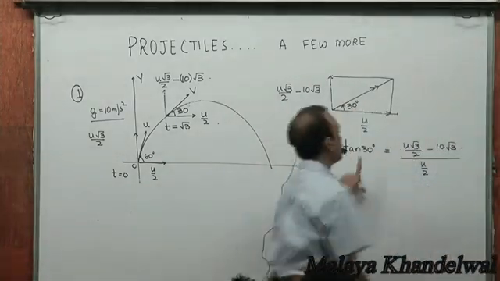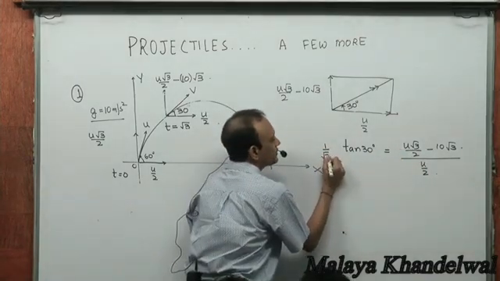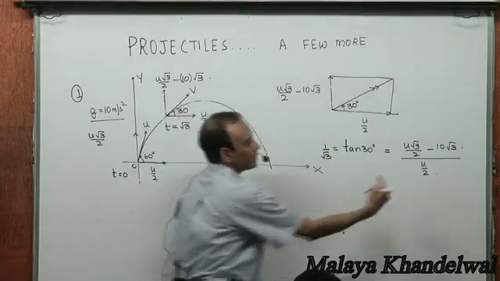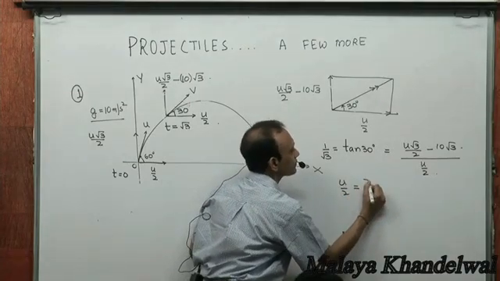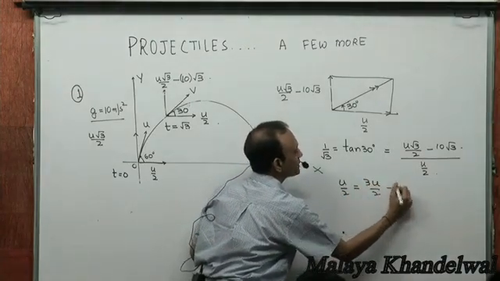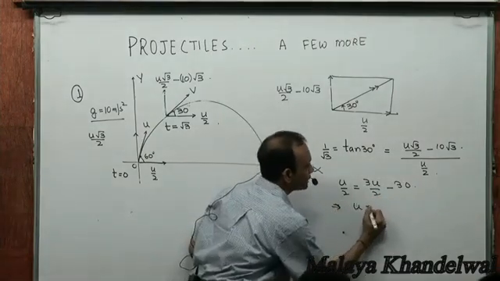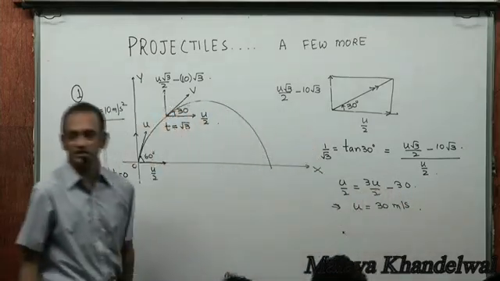So tan 30 degrees would be u root 3 by 2 minus 10 root 3 divided by u by 2. And this gives us an opportunity to solve for u, because tan 30 degrees is 1 by root 3. Right? And then we cross multiply, we get u by 2 equals 3u by 2 minus 30. U then is 30 meters per second.